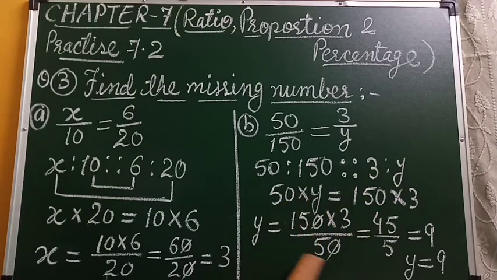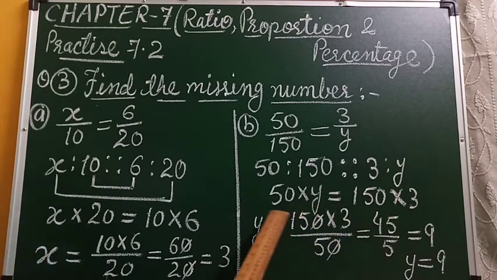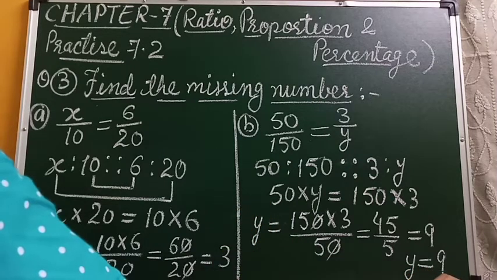Okay, so now we have to simplify this. 50 can be cancelled. Okay, and what is left in the numerator? 15 3s are 45 and in the denominator 5 is left. So when we divide 45 by 5, we will get the answer 9. So here the missing term is y and we have found y is equal to 9.